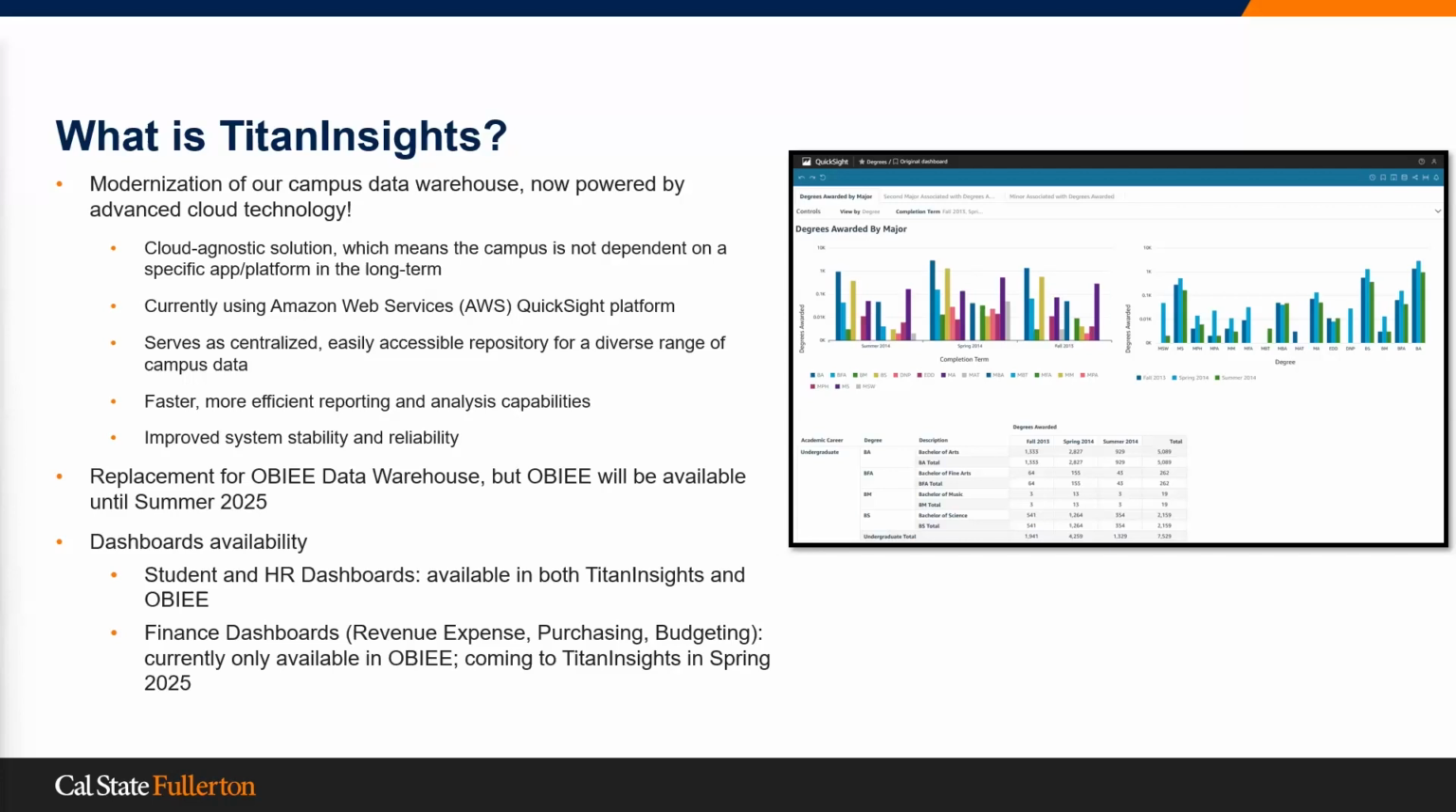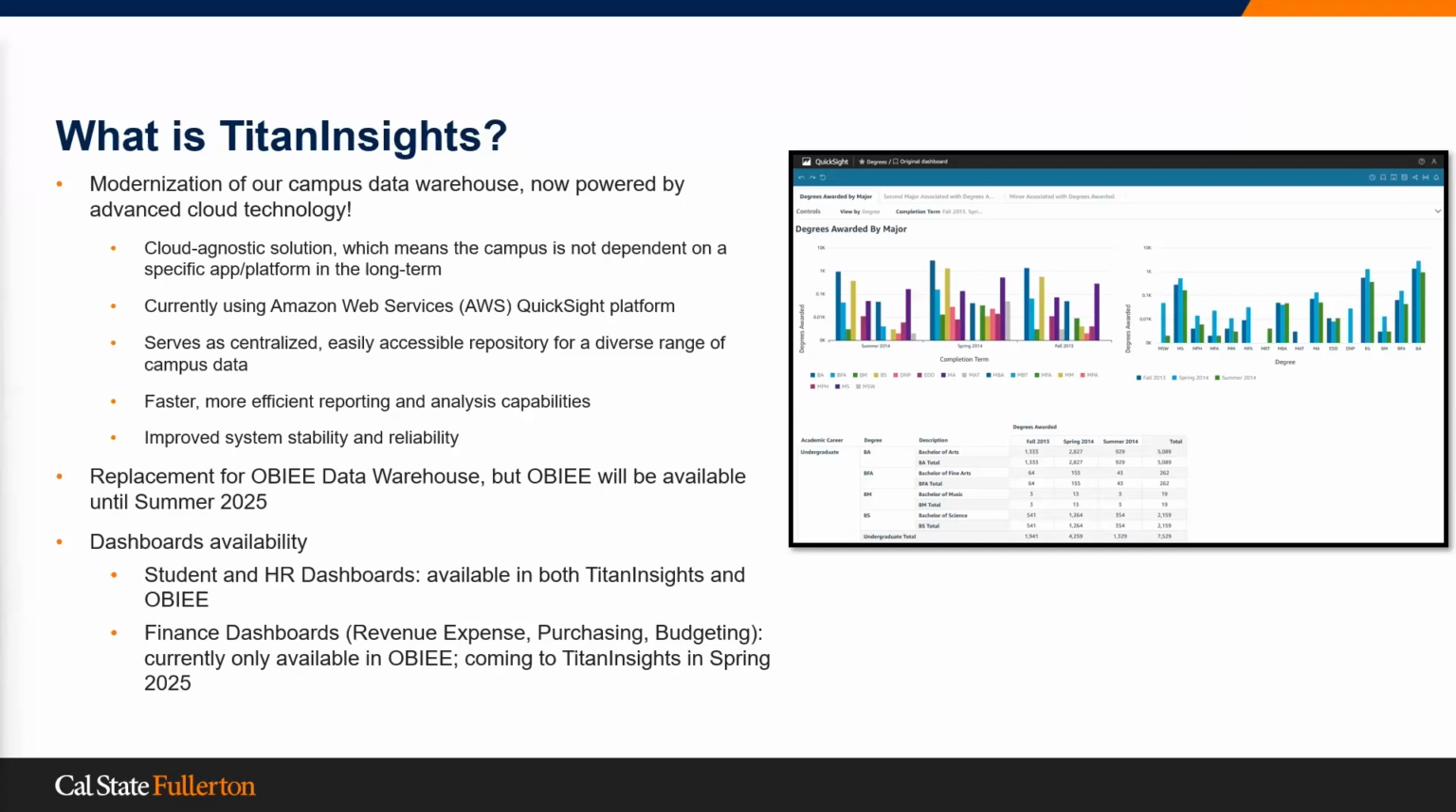You should find that Titan Insights is faster, more efficient, and has improved system stability and reliability. It will be a replacement for OBIEE, but OBIEE will be available until summer of 2025. Currently, the student and HR dashboards are available in both Titan Insights and OBIEE. For the most part, there's no difference between them. The data is still being updated in both locations, but there are a couple of reports where it is not. I'm thinking specifically of the faculty student success dashboard.